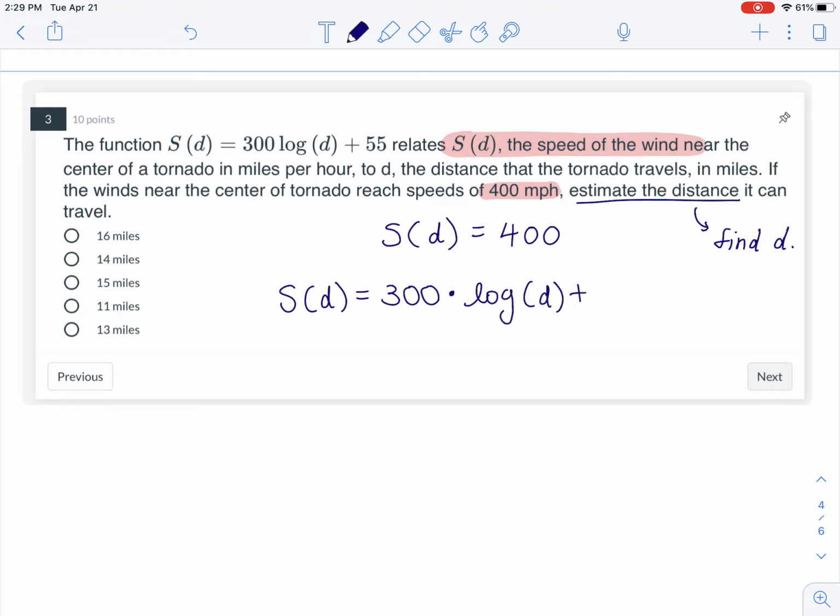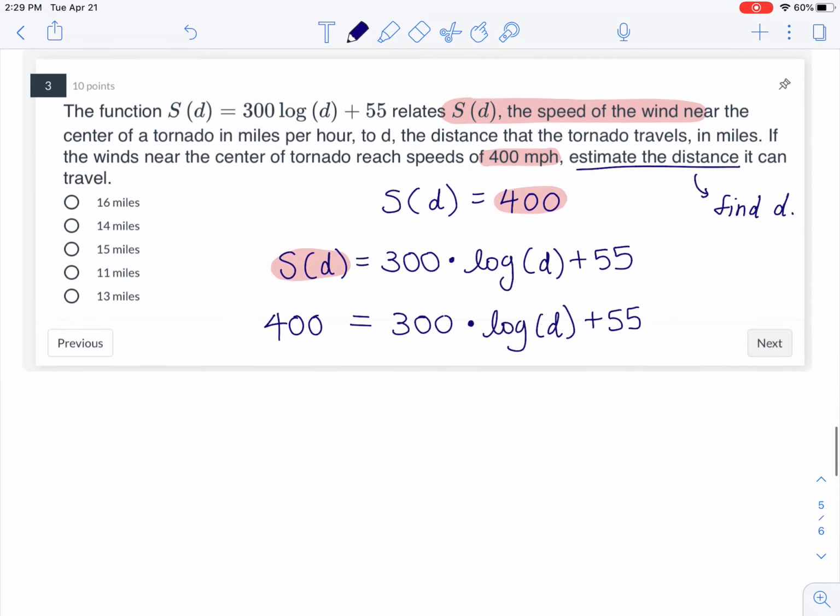It can travel. So what we're going to do is, well, we have S of D equals 300 times log of D plus 55. What are we going to do? We're going to plug in this good number 400 into S of D and solve for D. 400 equals 300 times log D plus 55. Now this is just like a two-step equation, except it's multi-step, but we can solve this. What's the first thing we're going to do?